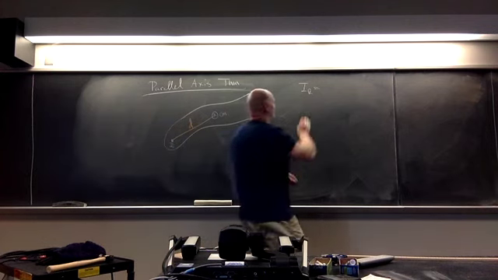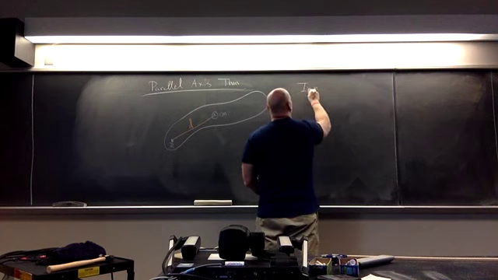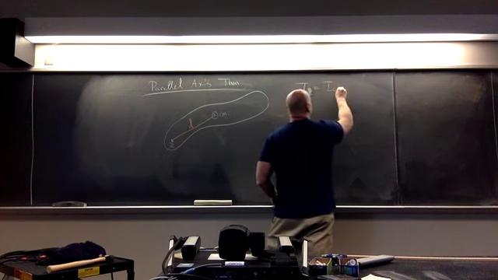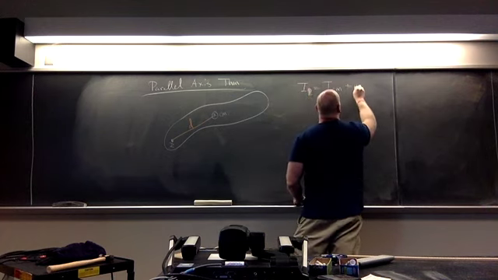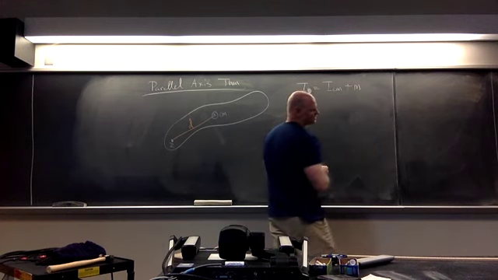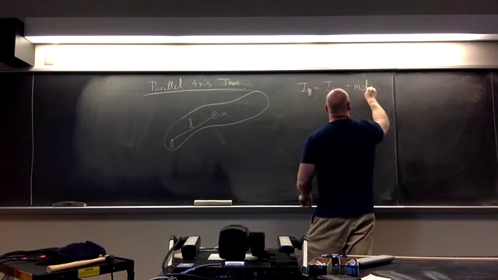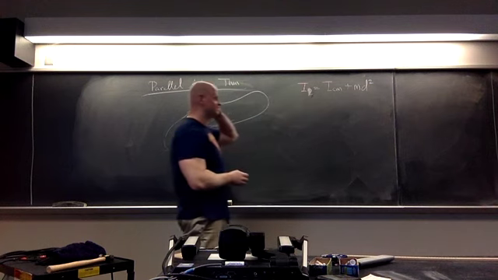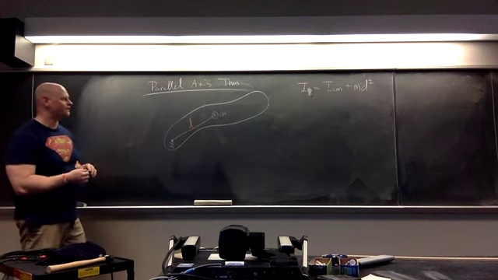So what this says then is that the moment of inertia about point P is equal to the moment of inertia about the center of mass, plus the mass of the object, we're going to call it little m in this case, times that distance d squared. So this is what we call the parallel axis theorem.